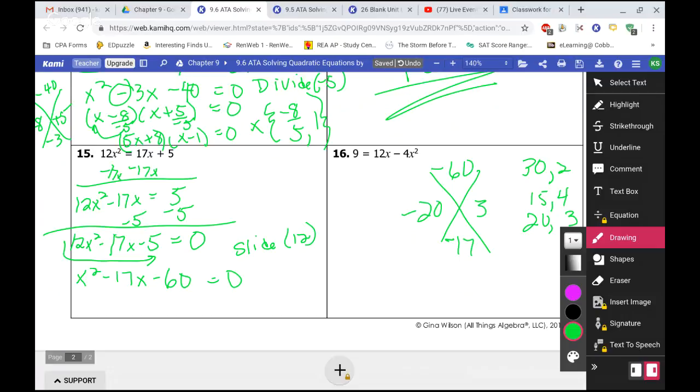Good job, Mary Faith. So x minus 20, x plus 3 equals 0. Now I want to divide. What do I divide by? What did I slide and multiply by? 12. Good job. So I'm going to divide by 12.